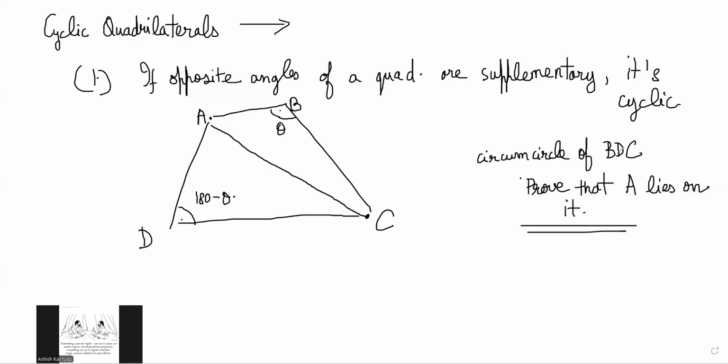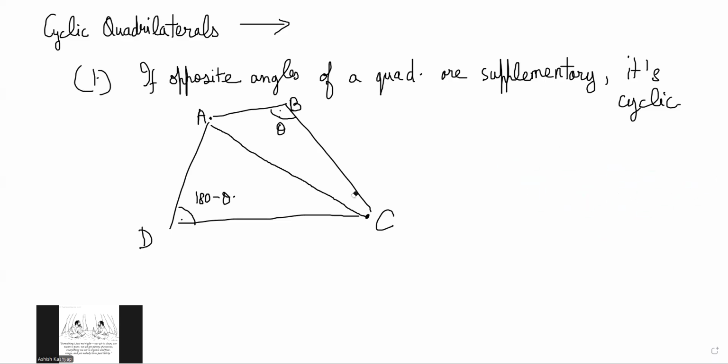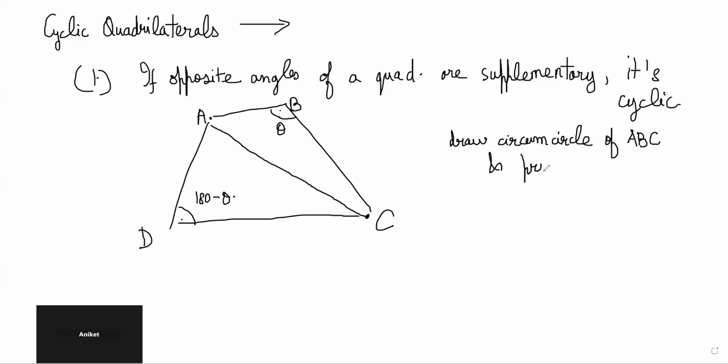Connect A and C. Don't connect the other diagonal because then we have to divide those two angles, right? Draw the circumcircle of ABC. Do you understand why I have switched the diagonal? Yes, because sir, there we have to divide the angles, like theta and 180 minus theta. We will try to prove that D lies on the circumcircle.